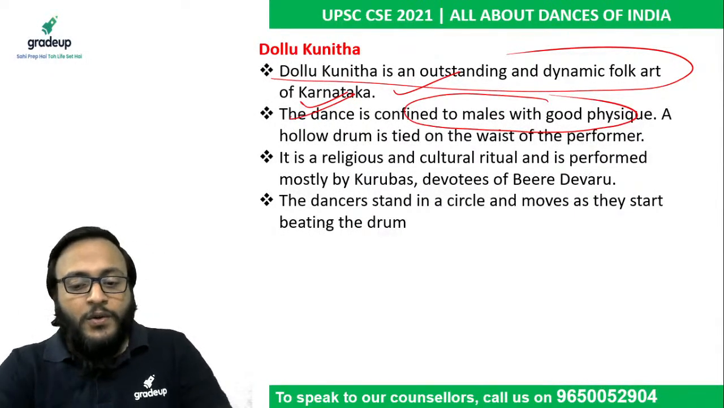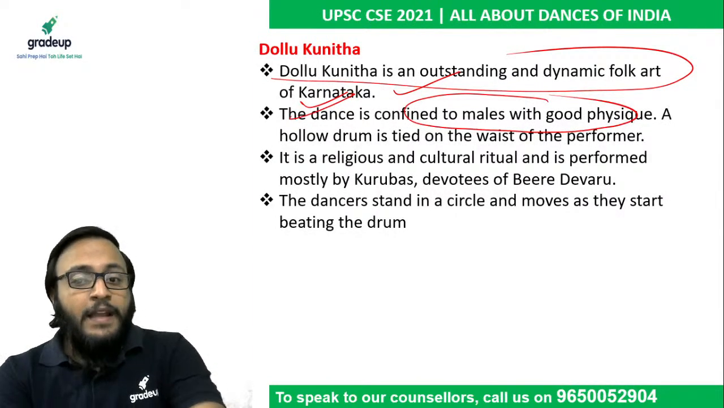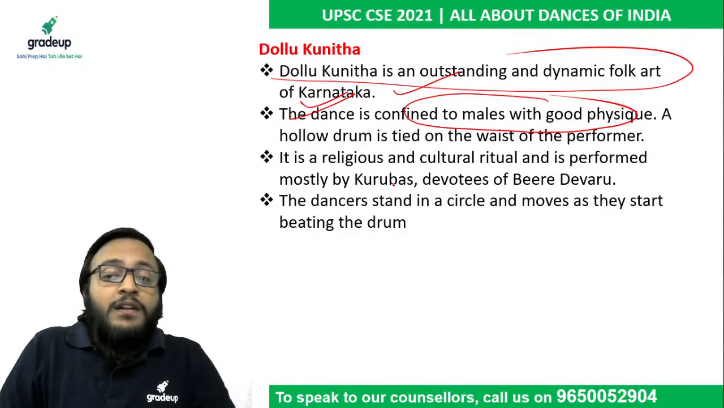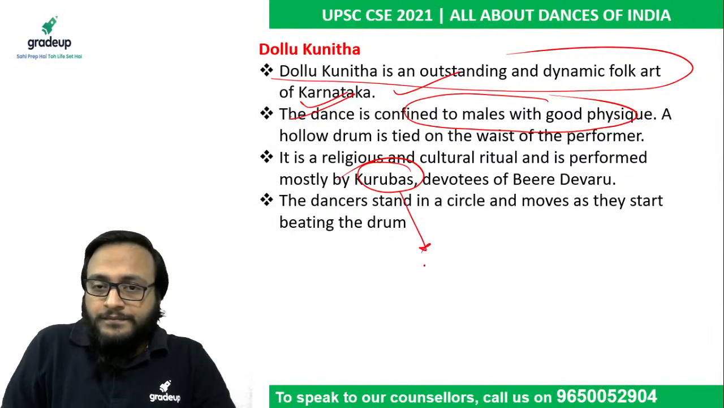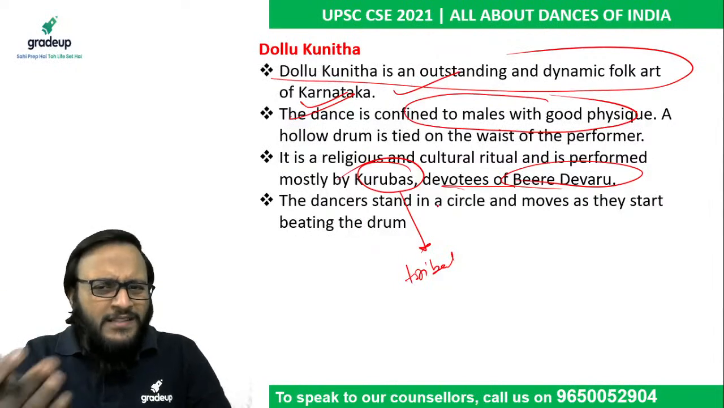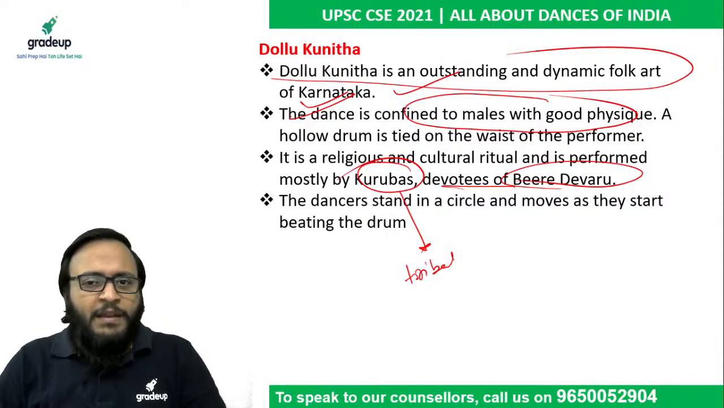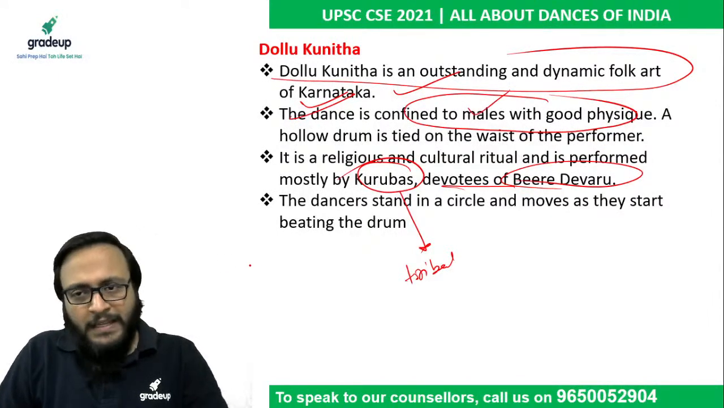A hollow drum is tied on the waist of the performer. It is a religious as well as cultural ritual and performed mostly by the Kurubas. Who are the Kurubas? Kurubas are the tribal groups who are the devotees of Beeralingeshwara, Bir Devaru. Guys, nowadays women have also started performing the Dollu Kunitha. However, conventionally it was performed by males only.